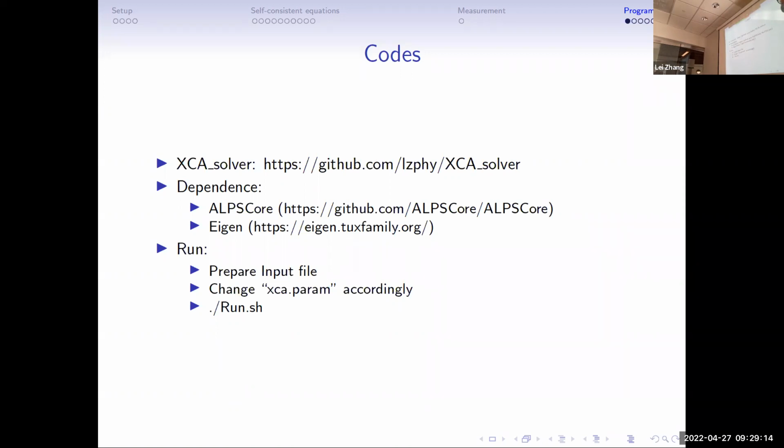To run my code, you only need to do 3 steps. Step 1, prepare the input file, which I will introduce later. Then change the input parameters accordingly. Finally, you just run this shell script, which uses CMake and make to build the product and run this code.